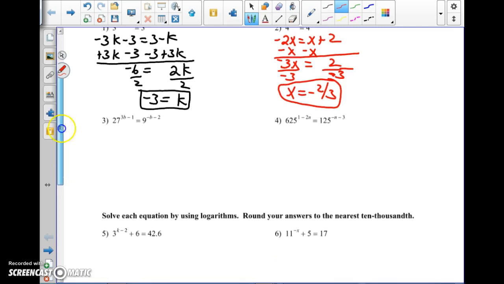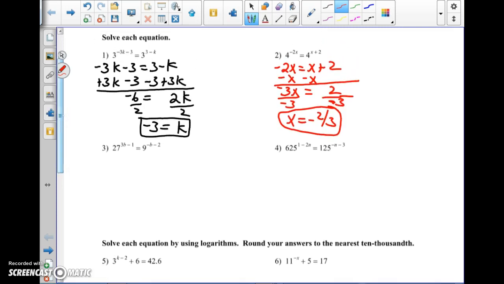Problem number 3, the bases are not the same. So first thing is you have to get the common base. The common base for 3 is 3. So 3 cubed is 27, and 3 squared is 9. Now 3 cubed to the 3b minus 1 power equals 3 squared to the negative b minus 2 power.